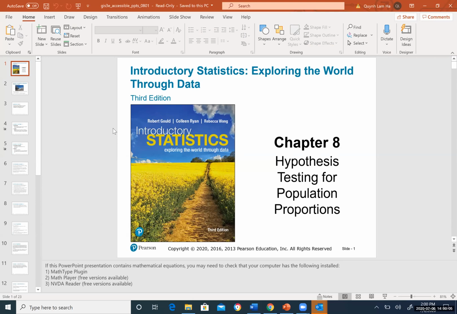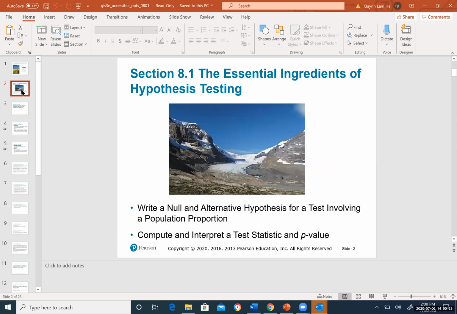So for section 8.1, you will learn about hypothesis testing for population proportion. And what is it? We will go deeper inside each section of chapter 8. So I would like you to go into details on section 8.1. 8.1, we're talking about the essential ingredients of hypothesis testing. So what do we need?